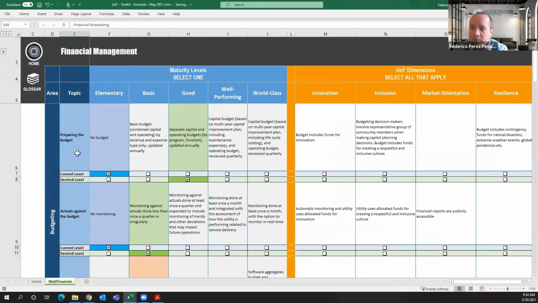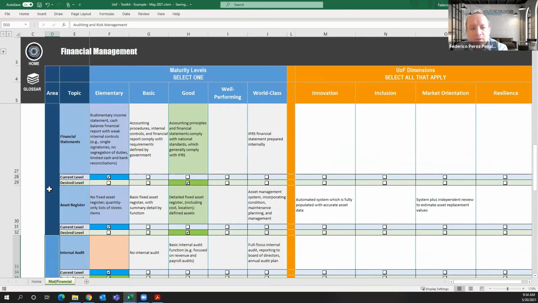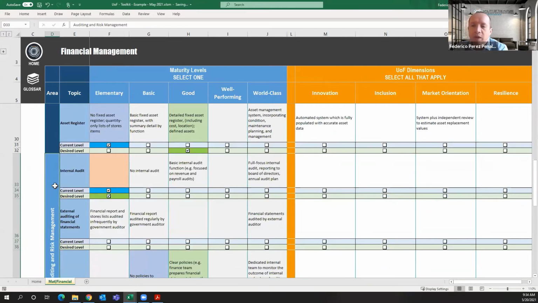Then the financial is the same. You will have different topics. Financial is related with budget, also with cash flow, accounting. And in most of the cases, the utility financial department is more focused on accounting, no? More than financial analysis, etc. So this is really important to evaluate, and if you select this utility of the future as part of your graduation project, you can work through the tool with the financial team or financial manager. You can answer all these questions and ask yourself if you require to improve some process related with financial management, no?